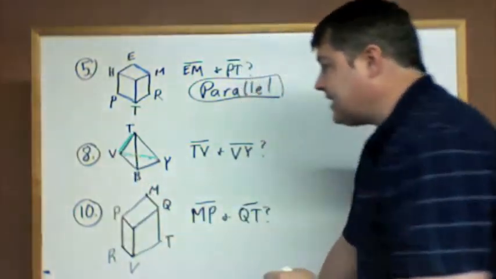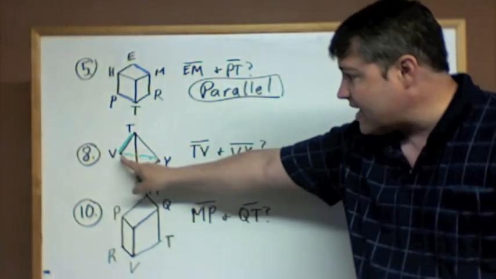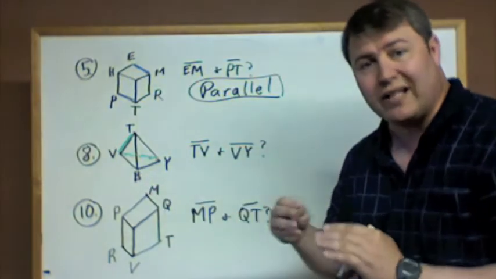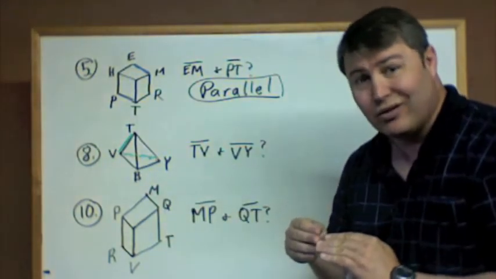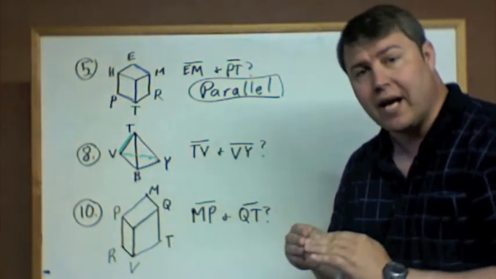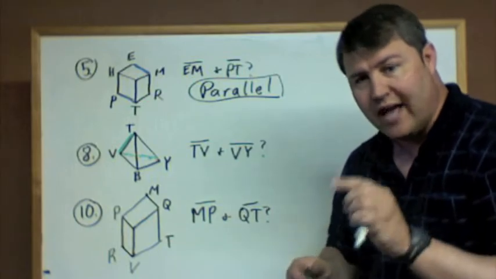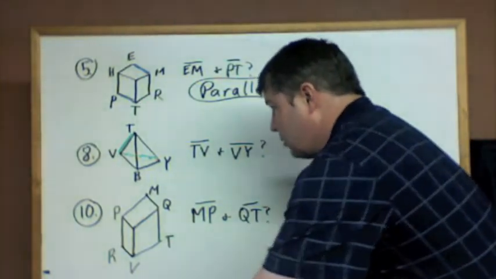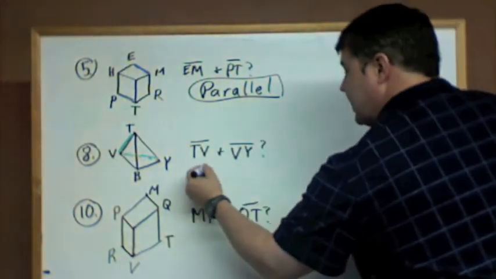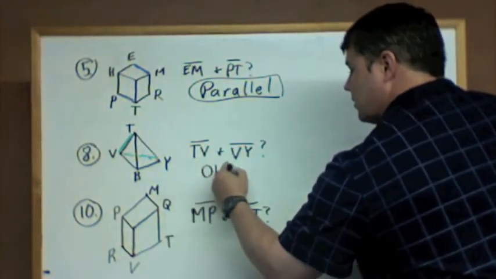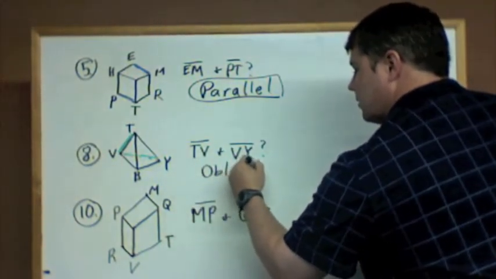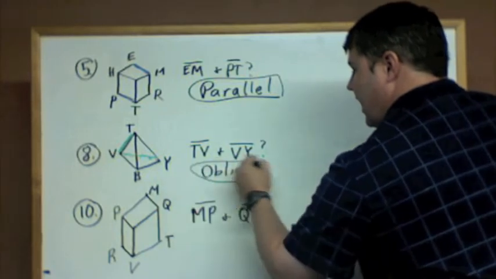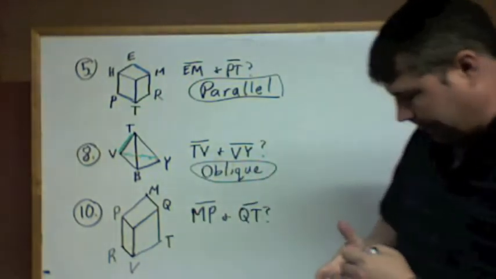Would they intersect? Yeah, they intersect in the point V. Does it look like they would intersect in a right angle? Doesn't look like it to me. So if they intersect but not at a right angle, that's oblique. So my answer for number 8, oblique. Make sure I spell that right, Q-U-E.